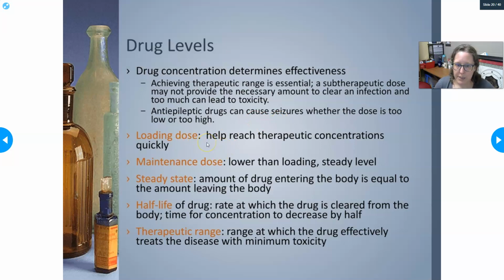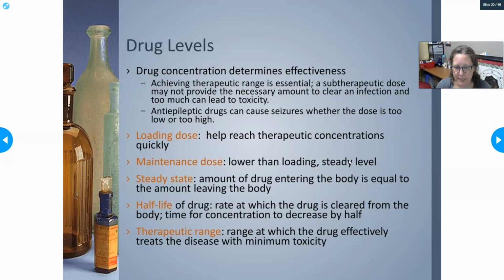A loading dose is a dose that is given to help reach the therapeutic concentrations quickly. Not all drugs will have loading doses, but if they do, it's like a little boost, if you will, in the beginning, so we can get to therapeutic, and then you get the maintenance dose, which is much lower than the loading dose, and then it's taken on a steady schedule, and it can help reach steady level, which is where basically they're kind of oscillating as the drug is being given and cleared and given and cleared, but that oscillation is within that therapeutic range.